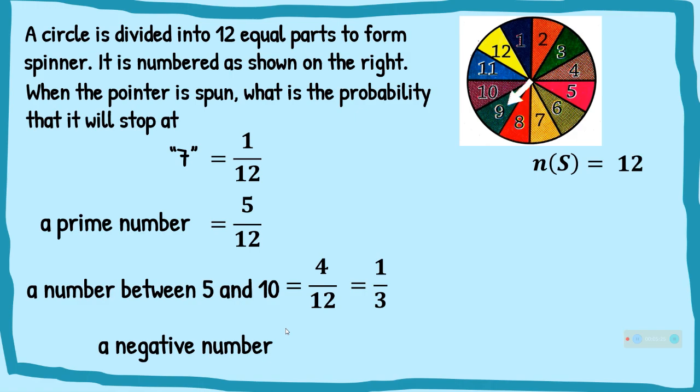Next, what is the probability that it will stop at a negative number? Out of 12, we have 0. We haven't seen any negative number here. So that's why it is 0 out of 12.